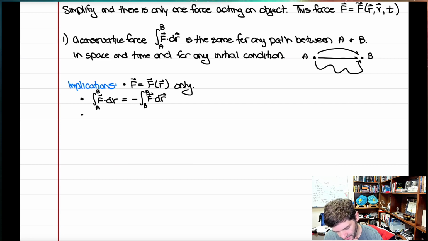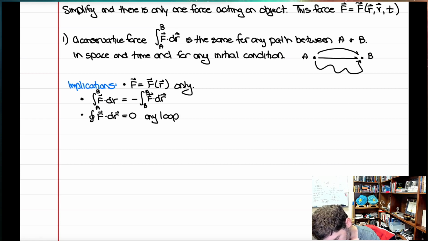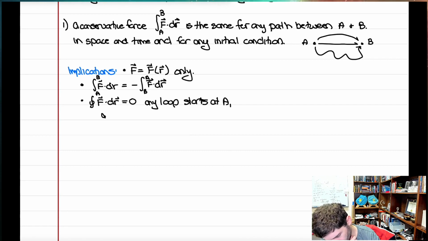And then these together imply, kind of what I had written down before, that for any closed loop, it must be 0. For any loop that starts at A and ends at A. And that's not too bad. That's not too hard to prove.